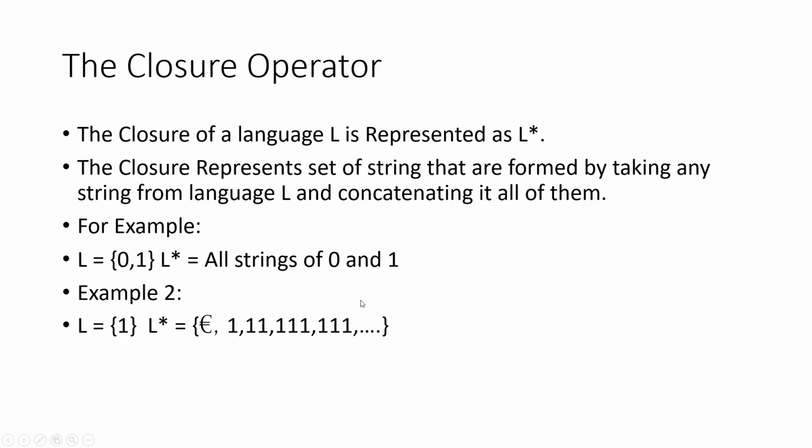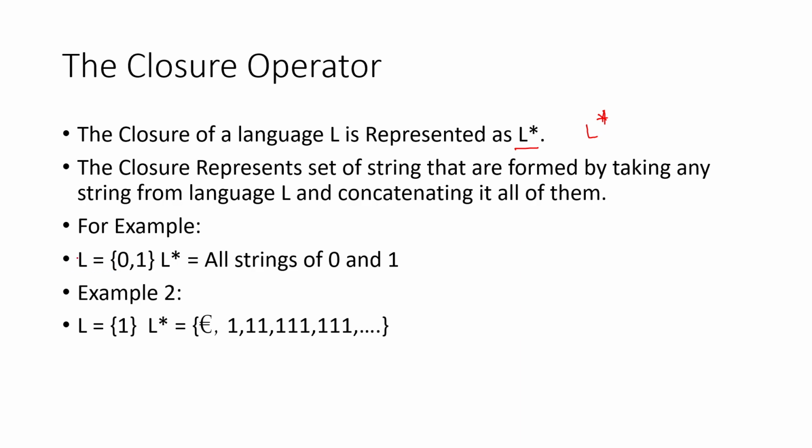Now the third operator is the closure operator. The closure of a language L is represented like this, L star. Now the closure represents the set of strings that can be formed by taking any string from language L and then concatenating it with all of them.